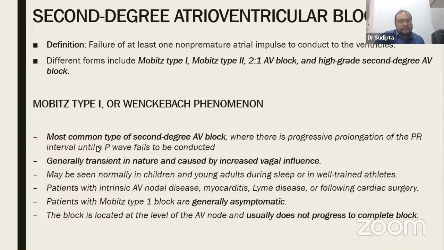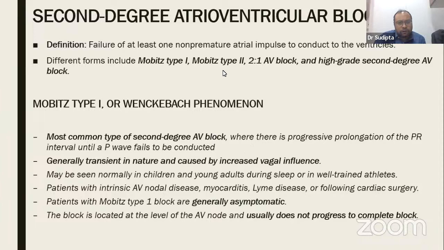where there is progressive prolongation of the PR interval until a P wave fails to be conducted. It is generally transient in nature and caused by increased vagal influence. May be seen normally in children and young adults during sleep, or in well-trained athletes. Patients with intrinsic AV nodal disease might also have this type of block, but usually it is asymptomatic.